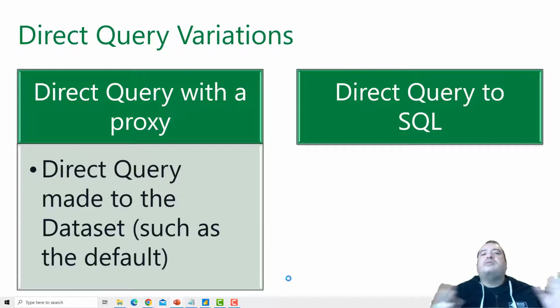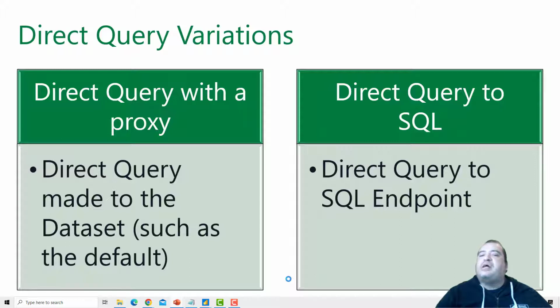Another variation of DirectQuery is DirectQuery made directly to the SQL endpoint of the Lakehouse. We can make the DirectQuery to the SQL endpoint instead of connecting to the Lakehouse. So we can choose to connect to the Lakehouse or choose to connect to the SQL endpoint. Connecting to the SQL endpoint, DirectQuery is one of the options of the storage methods. We make a DirectQuery to the SQL endpoint. These are two of the variations of DirectQuery that we can use with Microsoft Fabric.